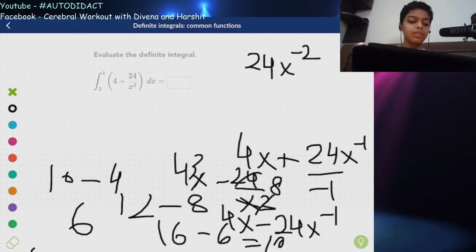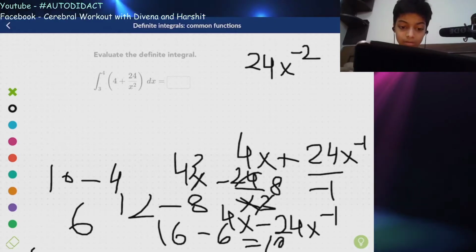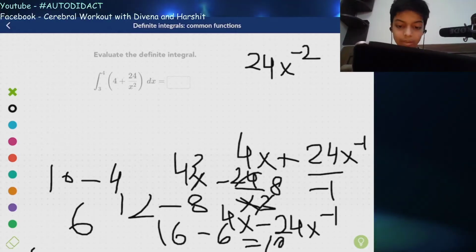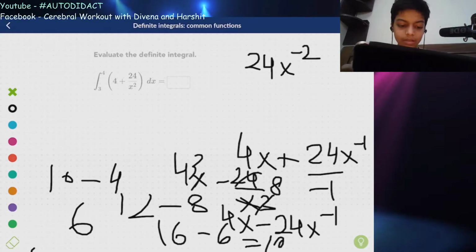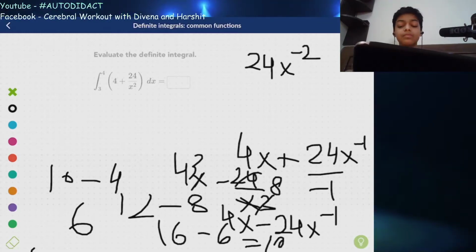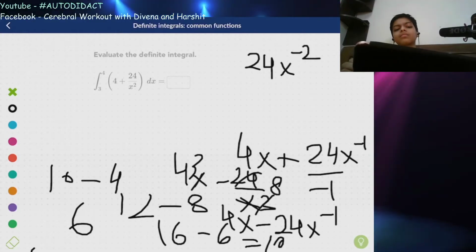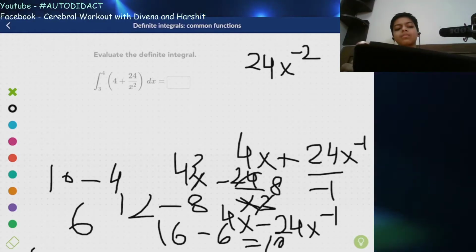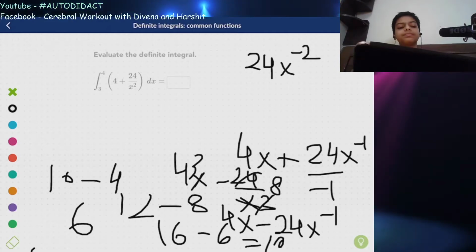Okay, let's see it again. It will be 12 minus 8. At 3, and at 4 it was 6. So let's just rewrite it.